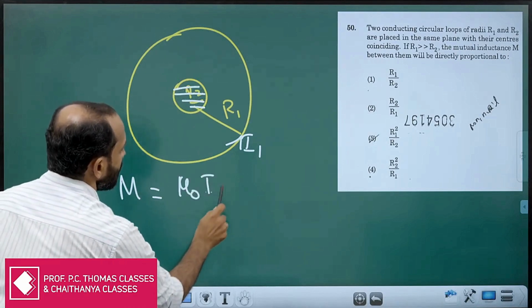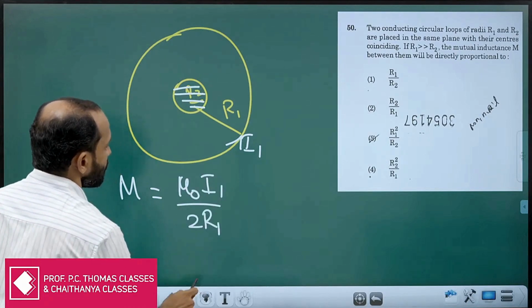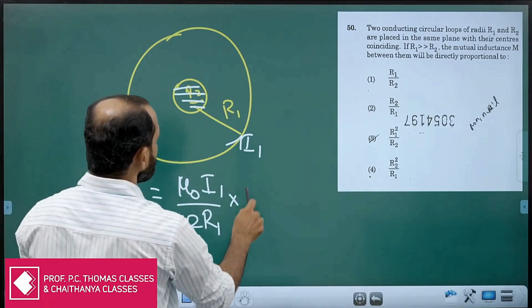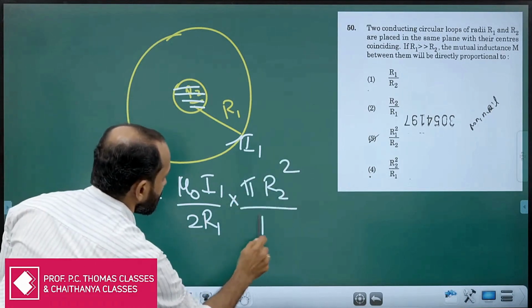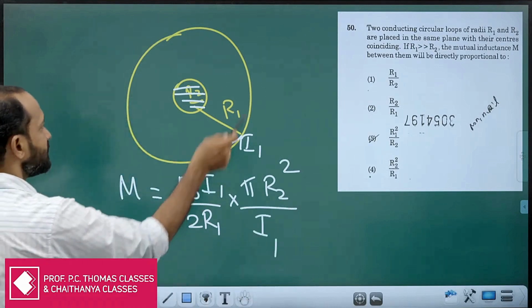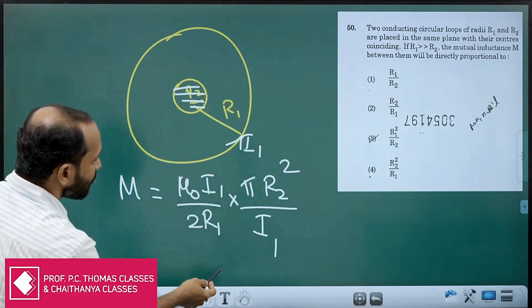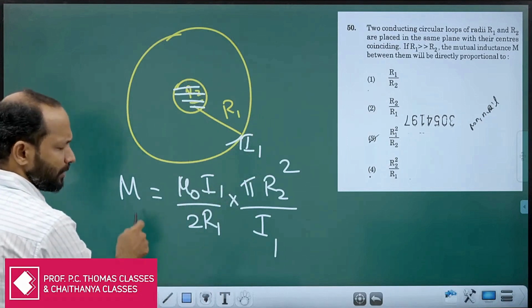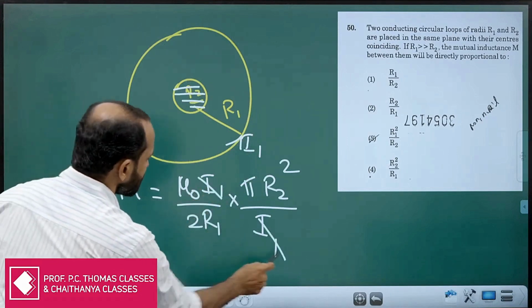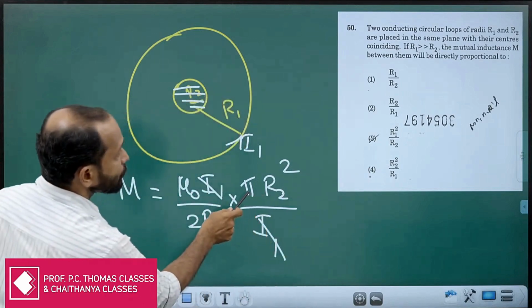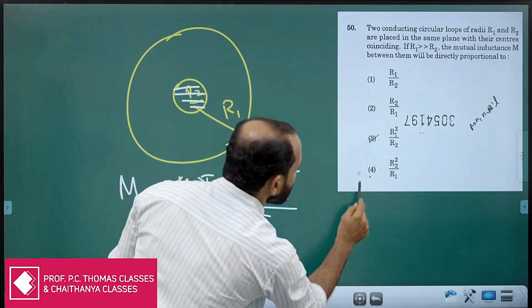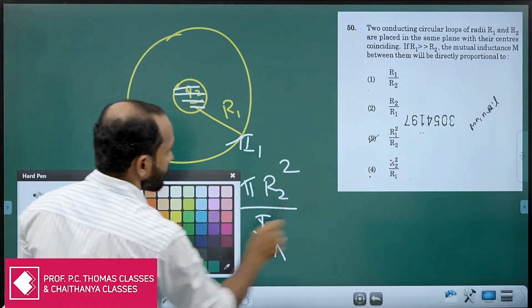Mu 0 I1 divided by 2R1. Field into, what is that area? That is pi R2 square. Flux in the inner one divided by current I1 in the outer one will be the mutual inductance. I1 cancels, so M is proportional to R2 square by R1, R2 square divided by R1. Answer 4 is the right answer.